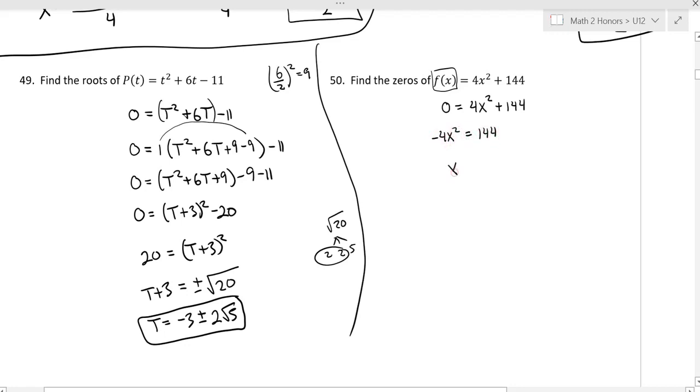Divide by negative 4. And I'll get, see how many times does 4 go into 144? Or does it? Let's check. If I have 144 over 4, I can cut them both in half and get 72 over 2. Cut them both in half again and get 36. So this is going to end up being negative 36. Take the square root. Don't forget the plus or minus. This is imaginary, so we're going to get plus or minus 6i.